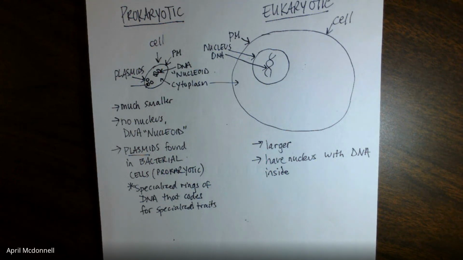Plasmids code for traits that are not necessary for the functioning of the cell. Plasmids contain DNA which ultimately may code for specialized traits seen in bacterial cells, such as antibiotic resistance. A major benefit of plasmids for humans would be that plasmids can be manipulated or genetically engineered for human benefit. We will discuss this later in the semester. Eukaryotic cells do not usually have plasmids.